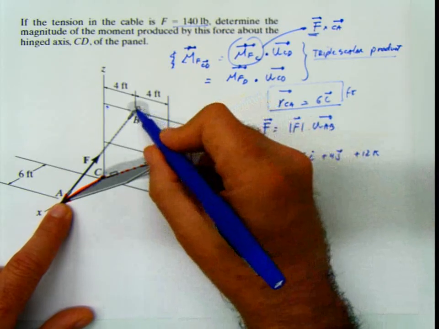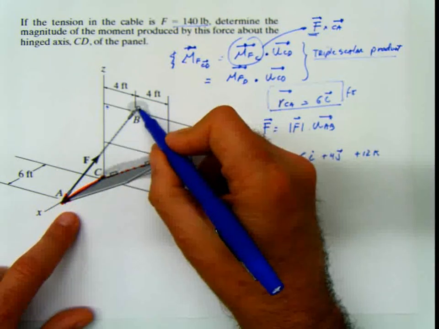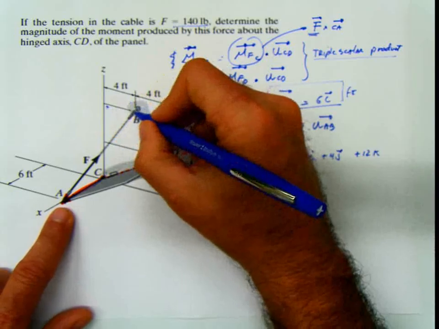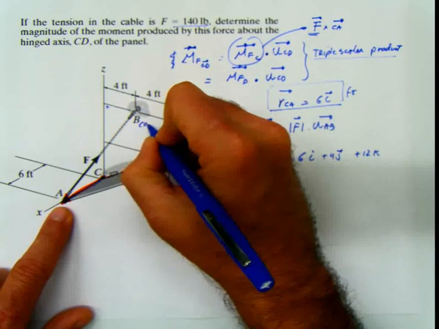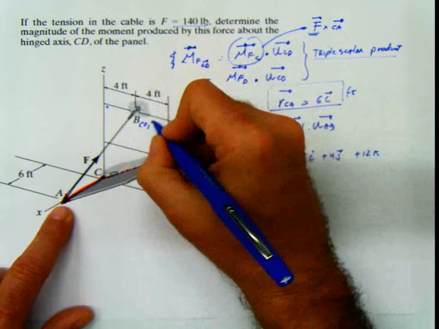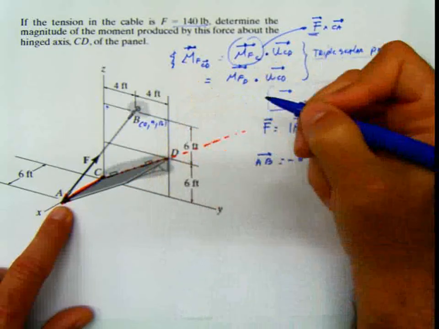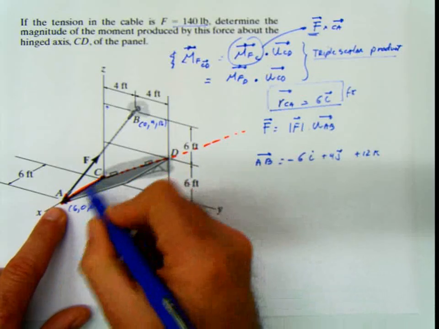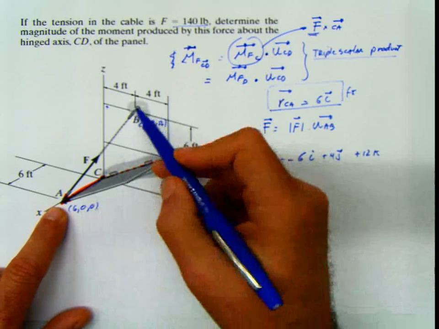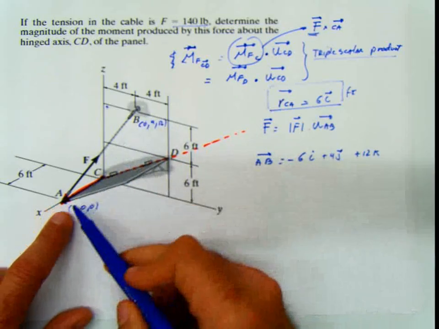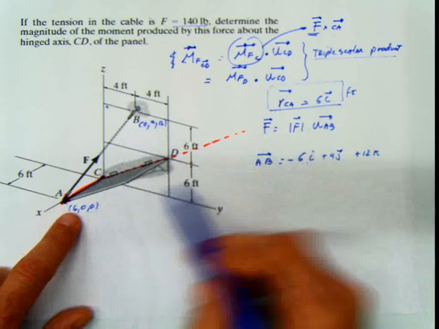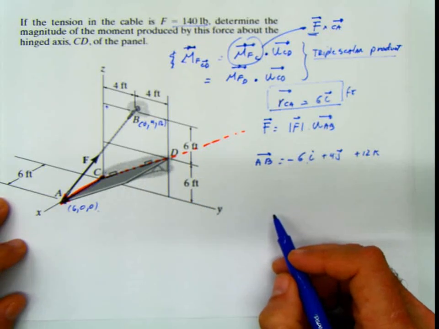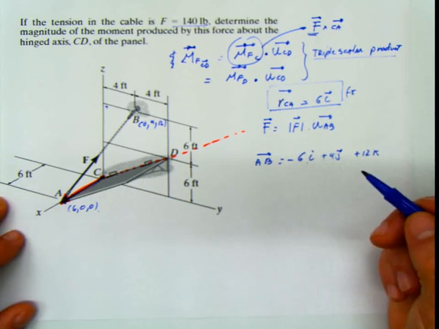Or you can calculate these coordinates and subtract B minus A if you want to. The coordinates for the point B are 0 in X, 4 in Y, 12 in K, and the coordinates for this point are 6, 0, 0. Then you can subtract this point minus this point, and you have 0 minus 6, negative 6, 4 minus 0, 4, 12 minus 0, 12. Whatever way you want to do it is okay. The way that you understand is the best.